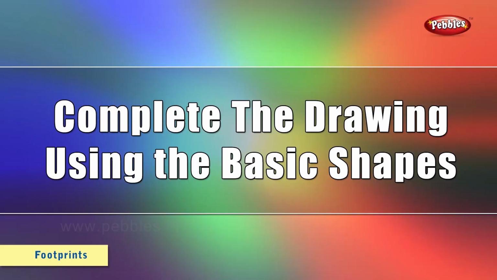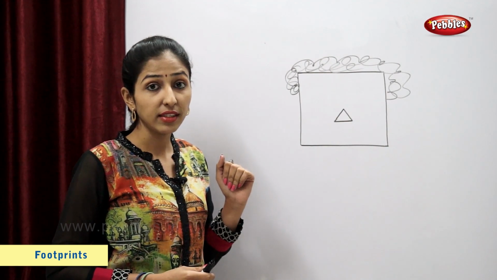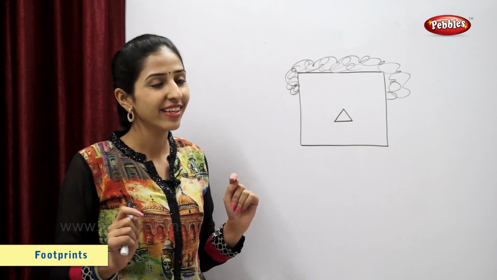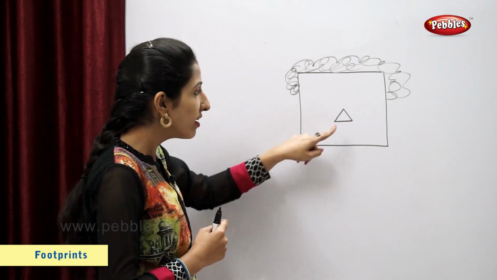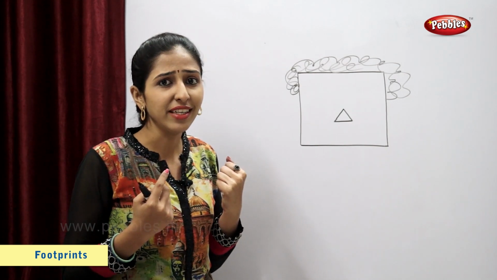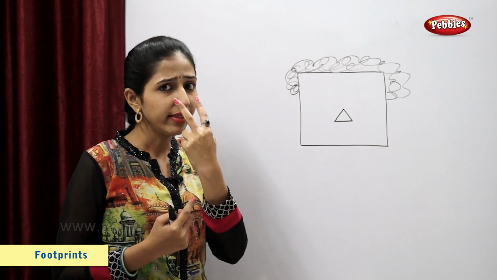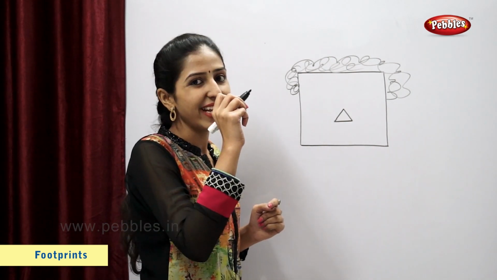Students, little homework for you. You have to make 5 different drawings in your drawing book using only the basic shapes. Complete the drawing using basic shapes. Students, let's complete this cartoon face using only basic shapes. This is a square face and it has a triangular nose. Tell me, students, what all things are missing? Eyes. Let's make eyes. Let's make circular eyes.